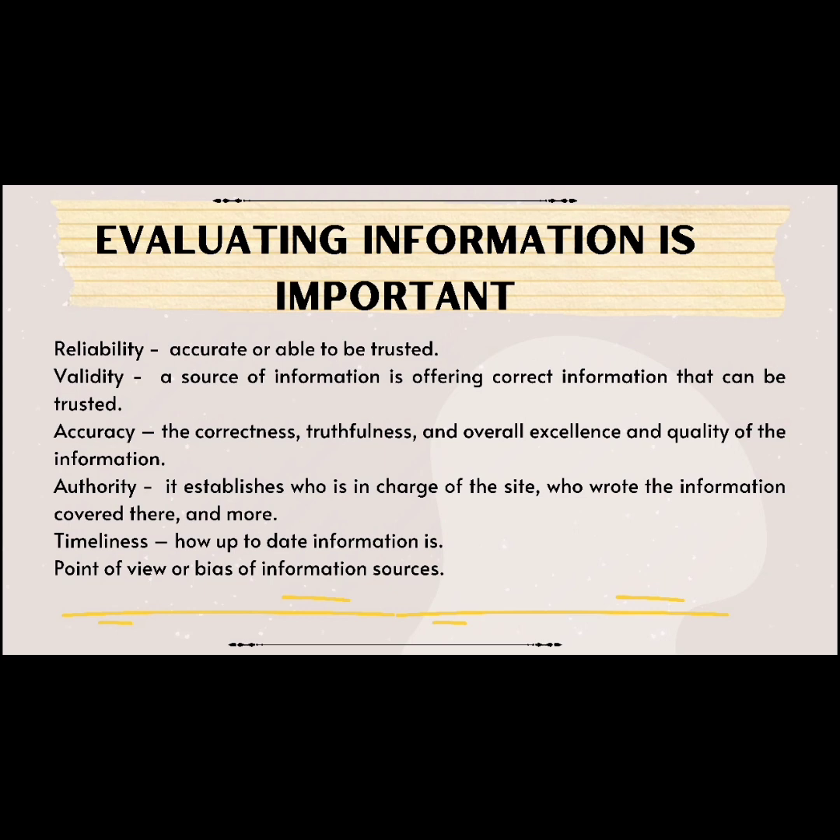Next, we have the authority. Authority means the author, or who is established or in charge of the site, who wrote the information. Next, we have timeliness. Timeliness talks about the time, how up-to-date the information is. Lastly is the point of view or bias of information sources.